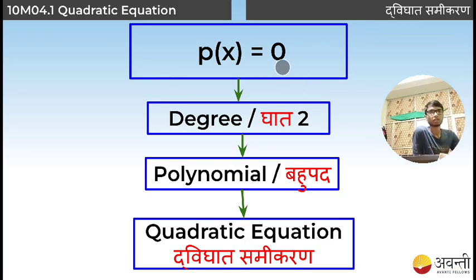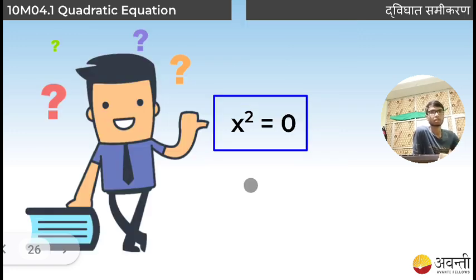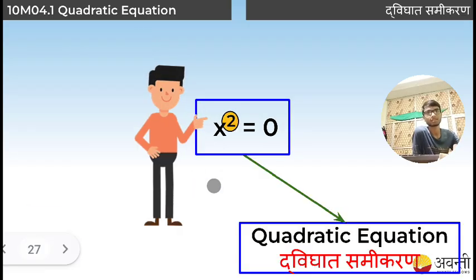Here in this we have 0, as we know that degree means exponent, polynomial, then quadratic equation. What is happening over here? x square is equal to 0. Yeah, it is still a quadratic equation. We can say that this is still a quadratic equation, because the highest degree is 2, and we know that a should not be equal to 0.